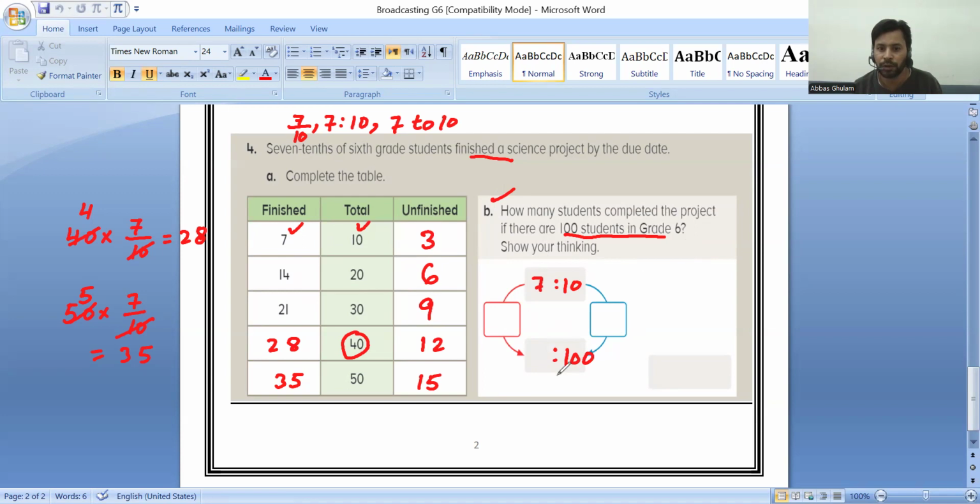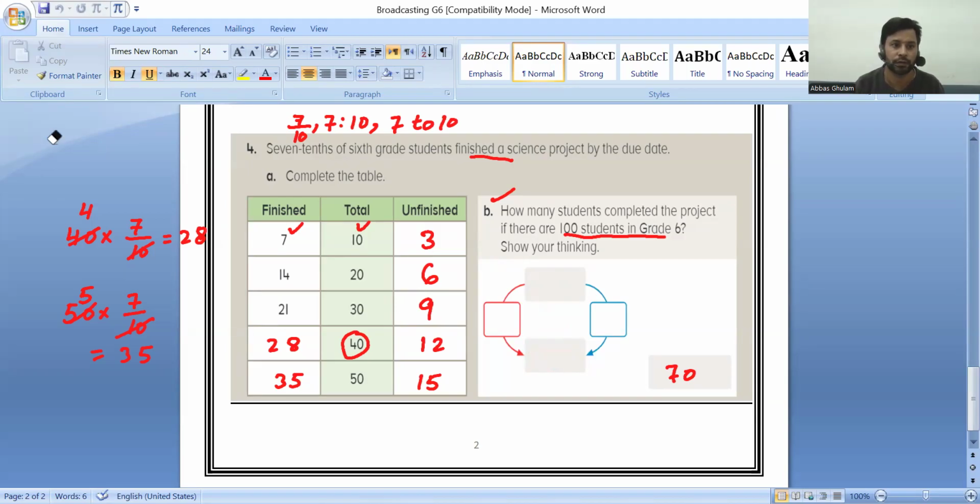10 multiplied by what equals 100? Multiplied by 10. And the same number needs to be multiplied on the other side. 7 multiplied by 10 is equal to 70. So it means 70 students. This is how I chose one ordered pair. You can also choose another one. Let's try another one to make sure.